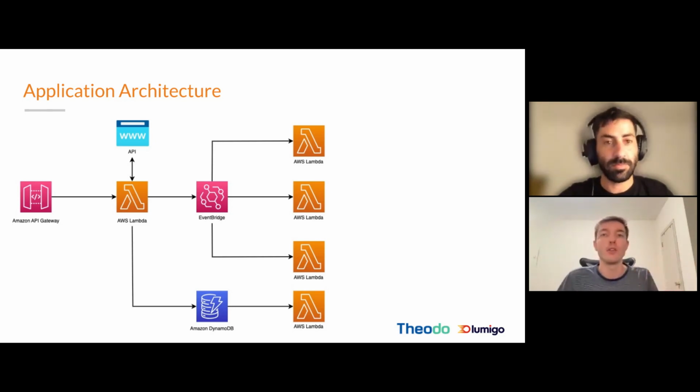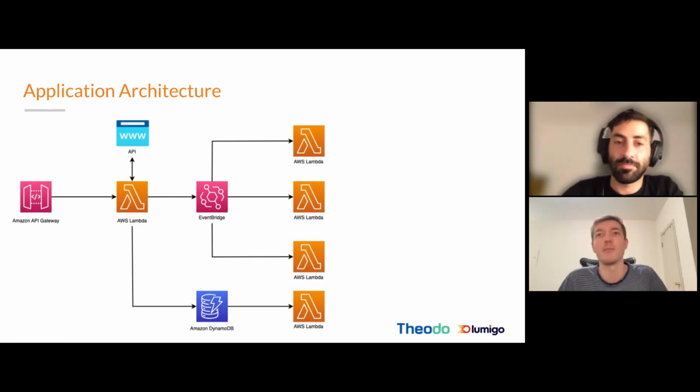And then we also have another endpoint through API Gateway. So a simple API Gateway endpoint triggers a get deal Lambda that gets the deal from DynamoDB and returns it to the user. And yeah, that's about it for the application.